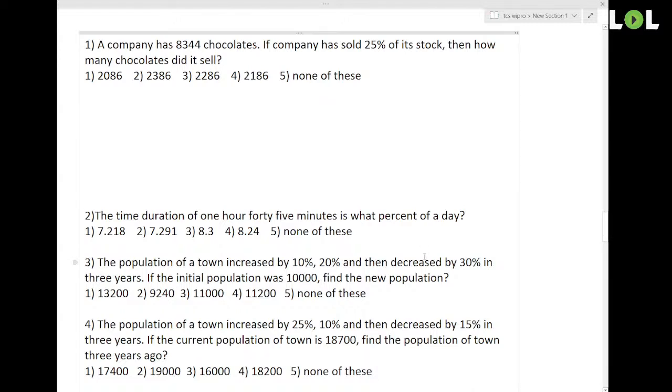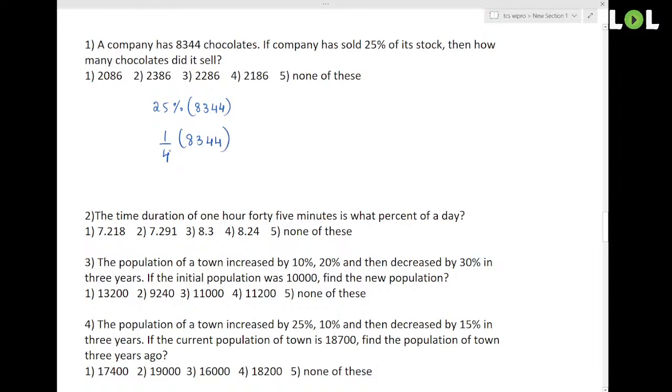So problems on percentages. Look at this. What is the first problem we have? A company has 8,344 chocolates. If the company has sold 25% of the stock, then how many chocolates did it sell? Look, it has 8,344 and it sold 25%. It means what? It sold 25% of 8,344. How many chocolates did it sell? 25% means what? 1 by 4. We learned it yesterday.